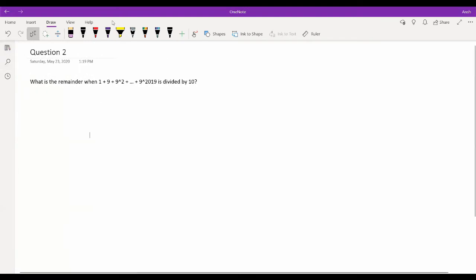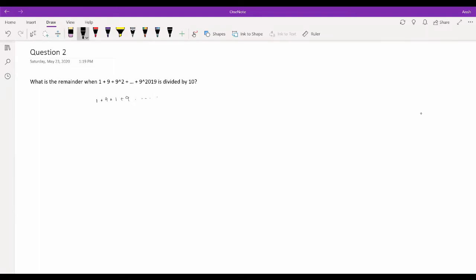The next question asks us, what is the remainder when 1 plus 9 plus 9 squared plus all the way up to 9 to the 2019 is divided by 10? We can rewrite all this like before in mod 10. So we have 1, obviously, then 9. The 9 squared is 81, so mod 10 that would also be 1. And then 9 cubed would be 729, which is 9. And then this pattern continues all the way up. We're not sure if this pattern will continue, though it makes sense for it to.